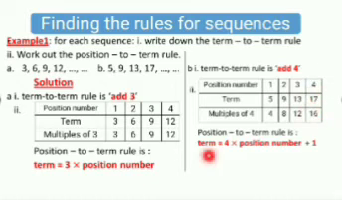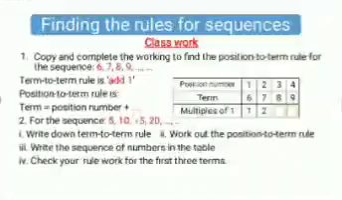Is that clear? That's why the term is equal to 4 times the position number, then plus 1, which will give you this sequence. So this is how to find the term to term rule and then the position to term rule. Now if this is clear, I would like you to do this one on your own.